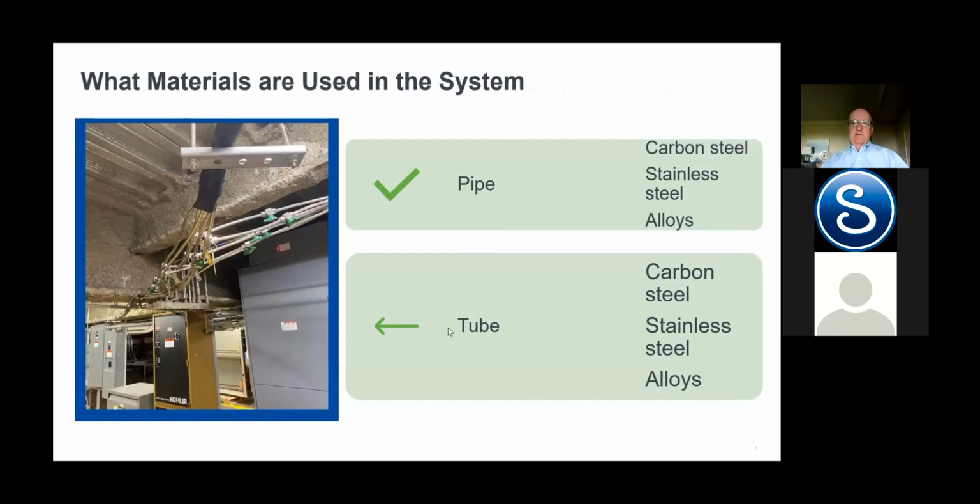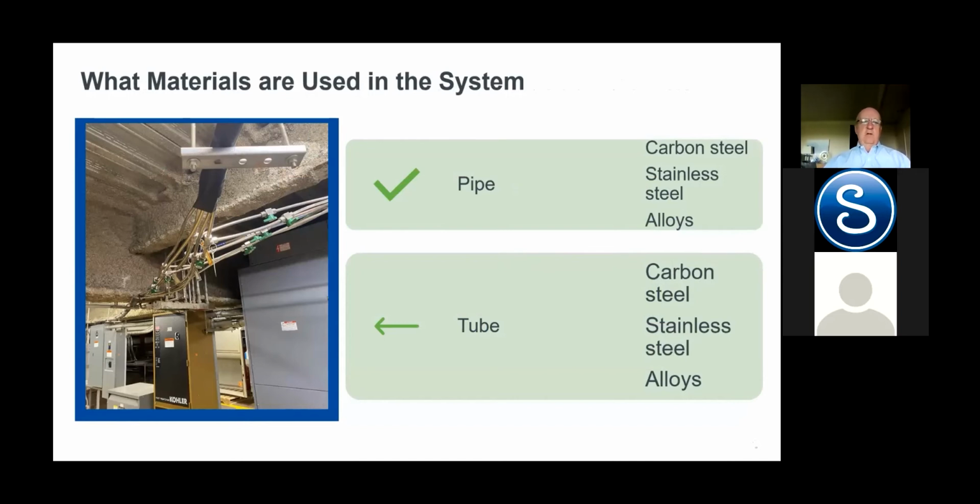So what materials are used in the systems for bringing the sample? Yes, carbon steel, stainless steel alloys. In piping, again, we're going back: if you're going to use pipe, welding is the number one preference in connections. Tubing, carbon steel, stainless steel alloys.